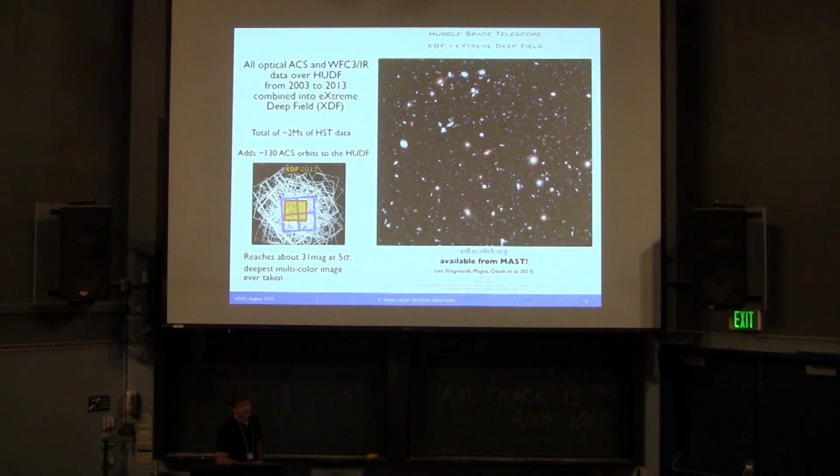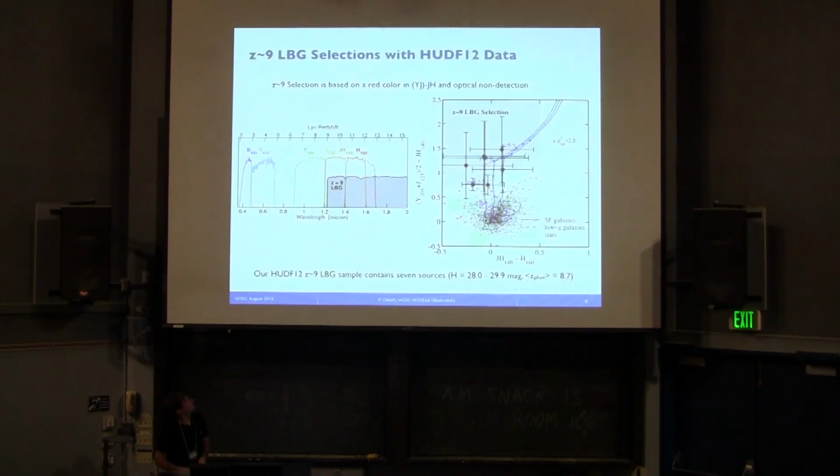And just quickly to advertise our XDF image, essentially we combined all the HST imaging that was taken over the last couple of years. Essentially it's a 2 megasecond exposure in ACS and WFC3 IR that was taken over the Hubble Ultra Deep Field. We combined it all, reduced it to this nice color image, but of course we also have the separate bands. It's all available on our webpage here, xdf.ucolick.org, or also on MAST for you to use. So that was just a quick advertisement.